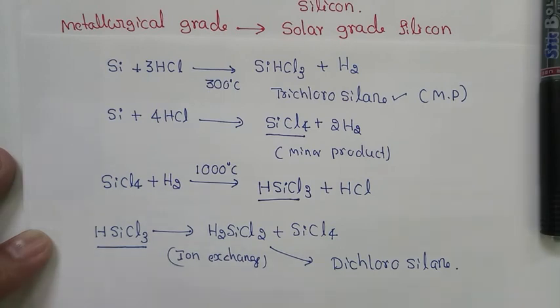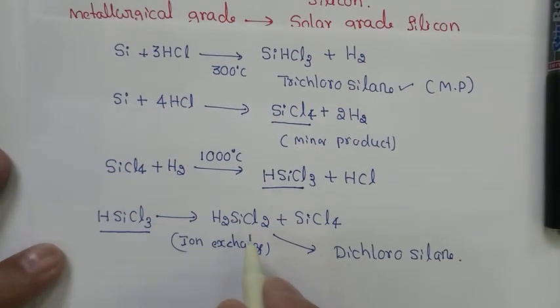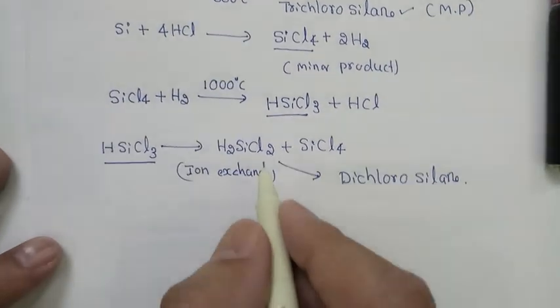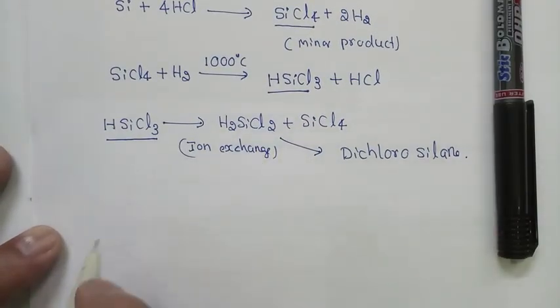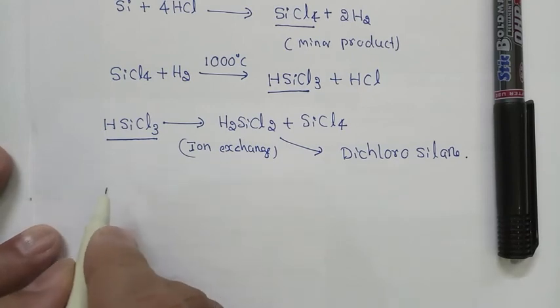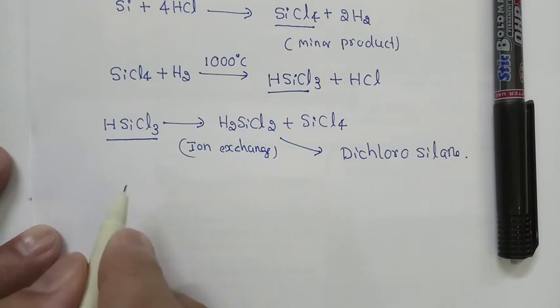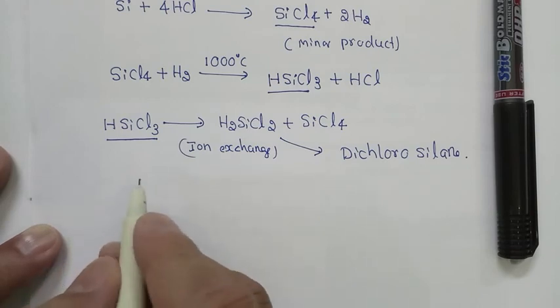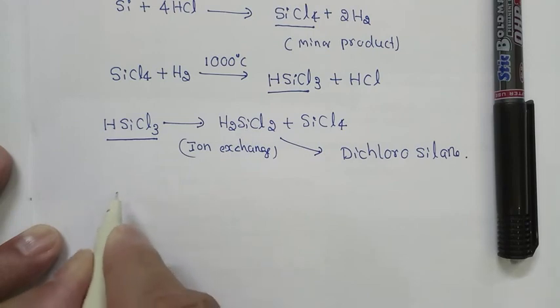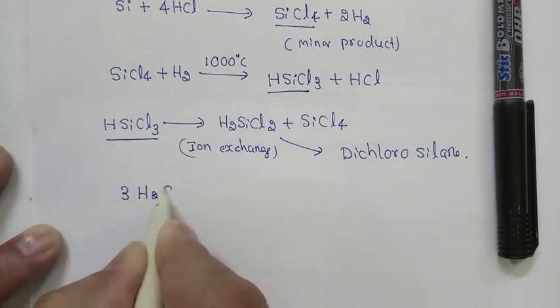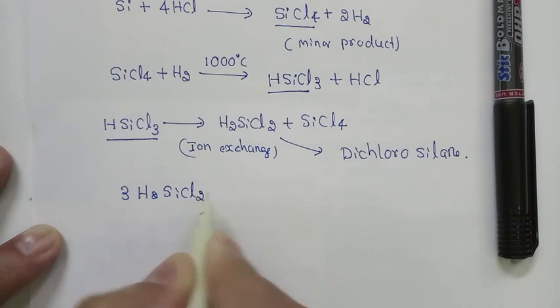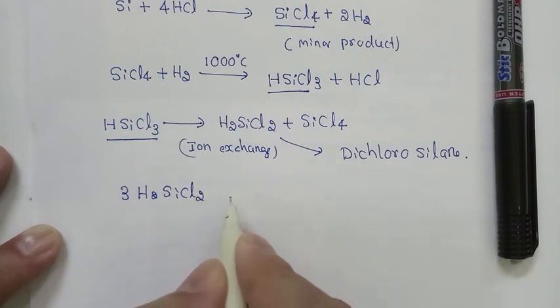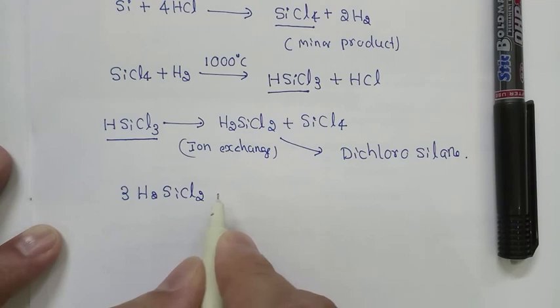Now the dichlorosilane that is obtained here is separated by fractional distillation. So we go for the fractional distillation method, and the trichlorosilane is recycled to the ion exchange resin column. So silane is separated by fractional distillation. Now here we get 3H2SiCl2 in the presence of quaternary ammonium salt.